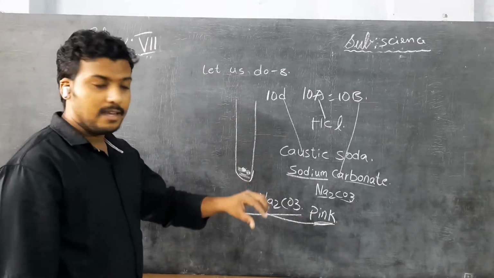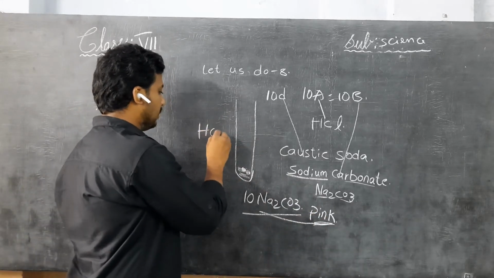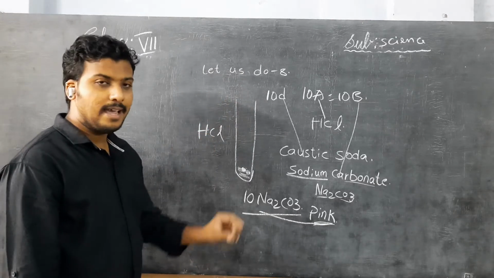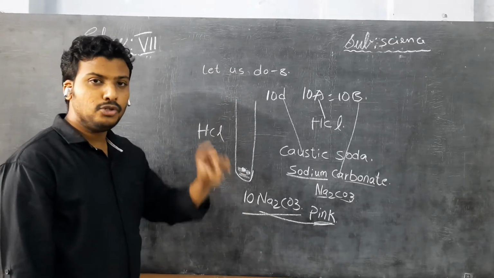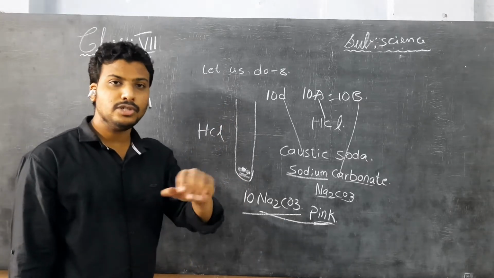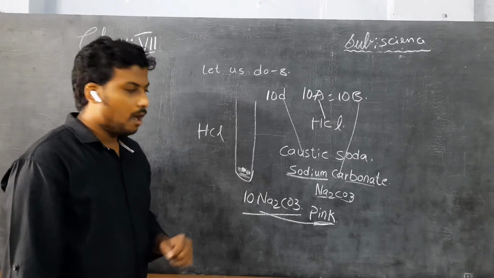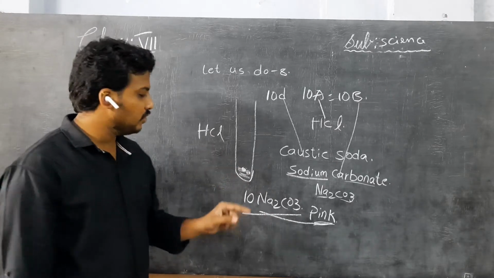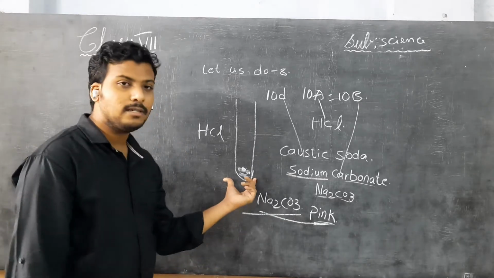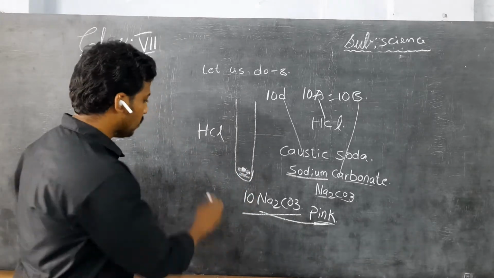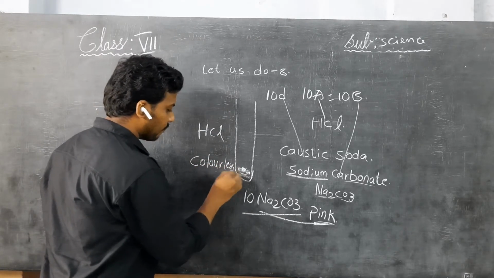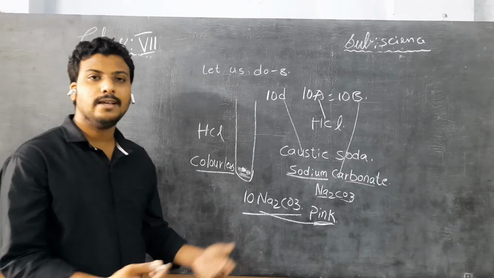Right now, you take again hydrochloric acid, HCl, and add drop by drop to this solution. Again, for each and every drop, you shake well the test tube and check whether the color of the solution changes or not, children. After completion of 10 drops into the test tube, you will see that the solution changes into colorless. Colorless means no color at all.